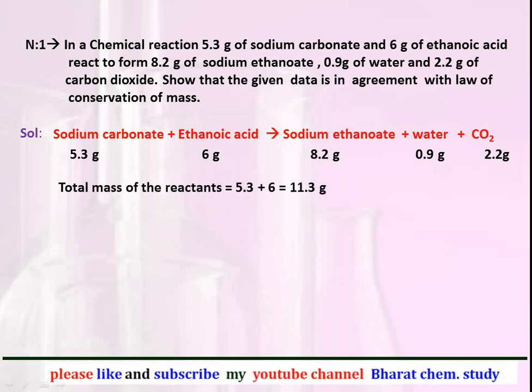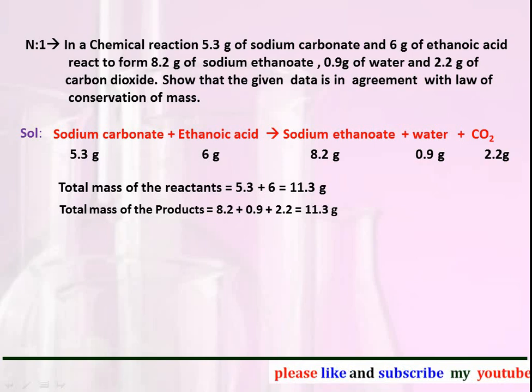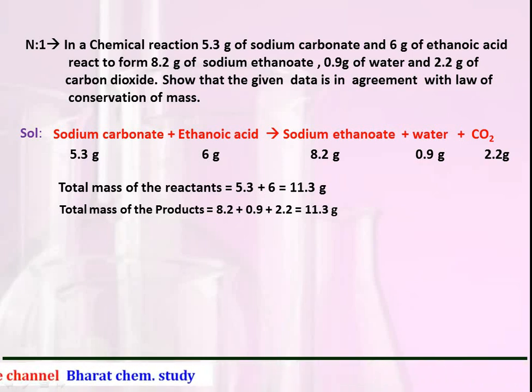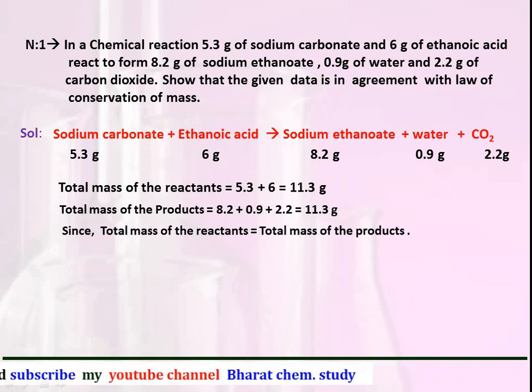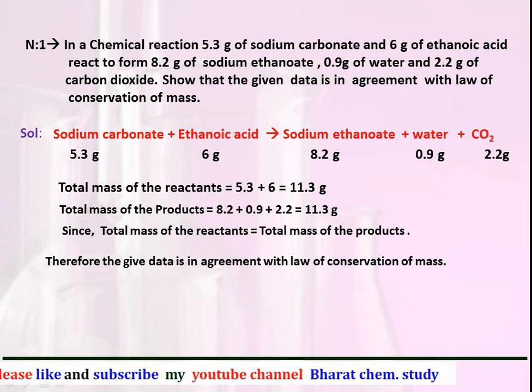So here the total mass of all the reactants is 5.3 plus 6, which is 11.3 grams, and the total mass of all the products is 8.2 plus 0.9 plus 2.2, which also comes to 11.3 grams. So since the total mass of the reactants is equal to the total mass of the products formed, hence we can say the given data is in agreement with the law of conservation of mass.